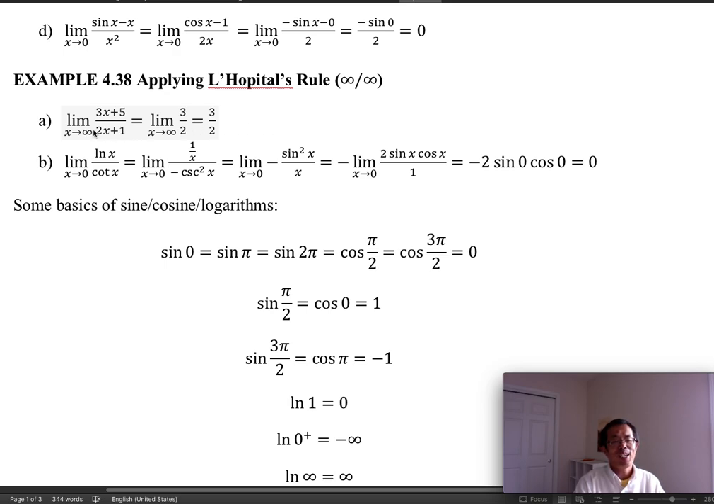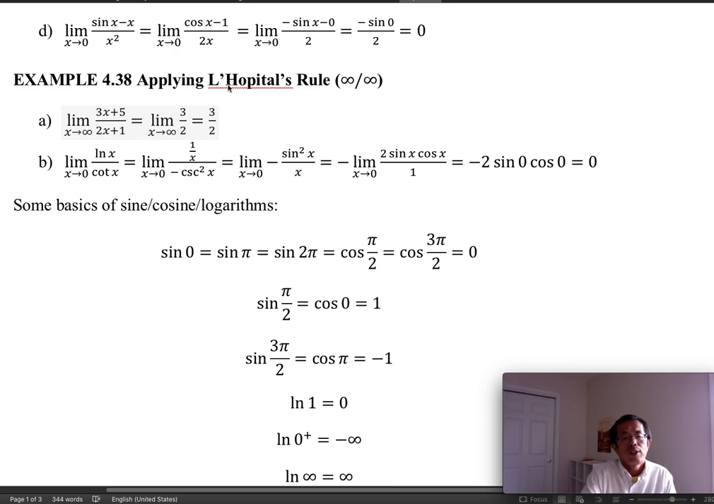Part A, we have the limit of 3x plus 5 over 2x plus 1 as x approaches infinity. And keep in mind, infinity is really not a number. But anyway, you can try with some huge numbers. So as x approaches infinity, it's fair to say the numerator is getting big, right? So is the denominator. So really, this is a limit in the indeterminate form, infinity over infinity.